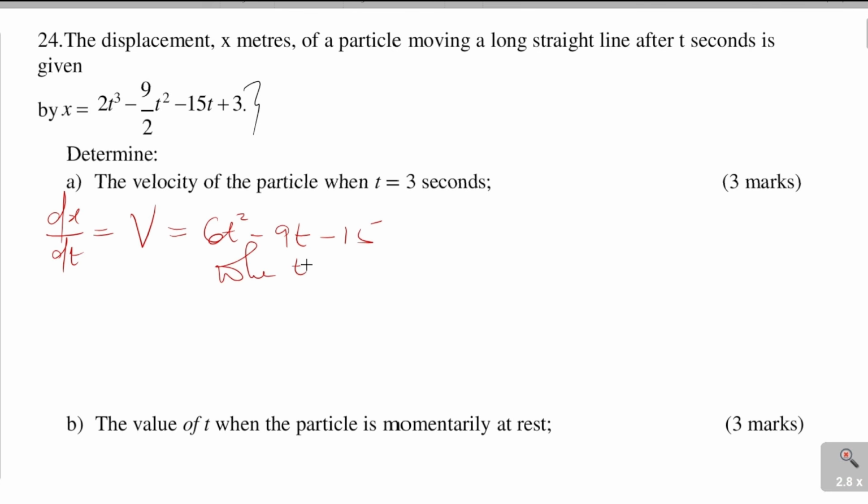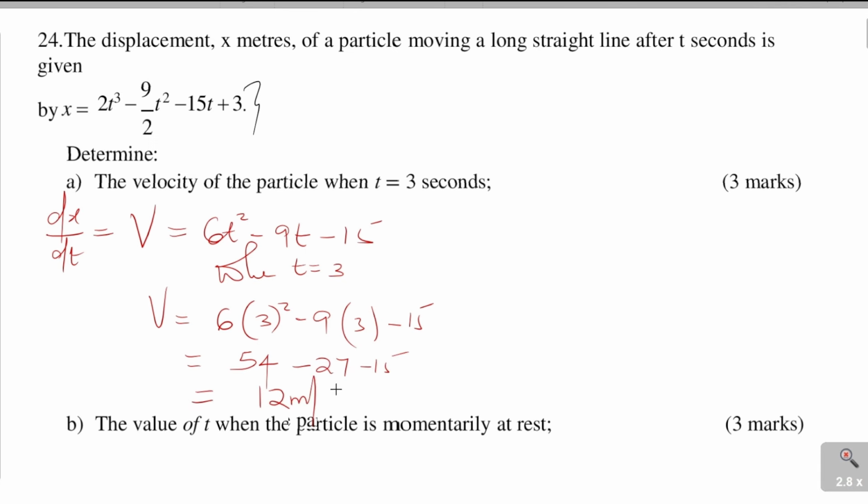Now when t is equal to 3, you simply substitute. So velocity will be 6, substitute t with 3. So this will be 6 times 3 squared, subtract 9 times 3, subtract 15. And this will give 6 multiplied by 9, that will give 54. 54, subtract 27, subtract 15. And this one gives 12 meters per second as the solution.